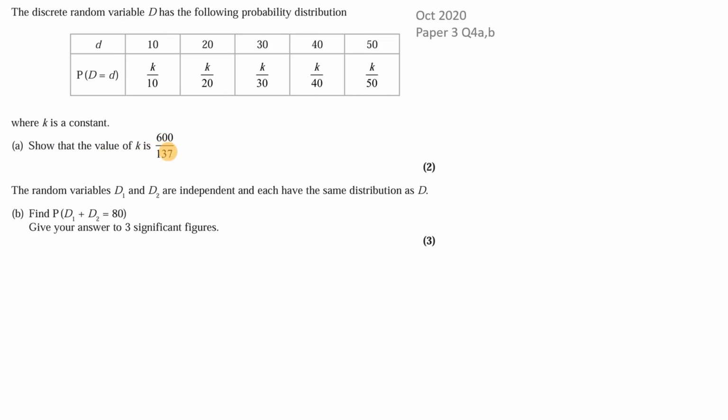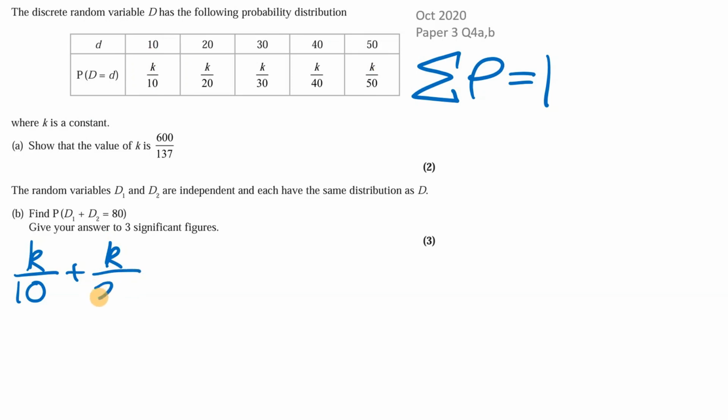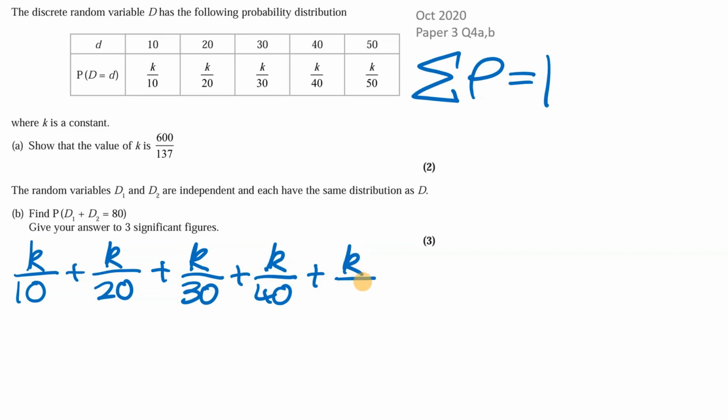Now, the key to figuring out this question is to remember that the sum of all of the probabilities in an event is equal to 1. So therefore, all of these probabilities, k over 10 plus k over 20 plus k over 30 plus k over 40 plus k over 50, are all equal to 1, and we can use this in order to find the value of k, okay?